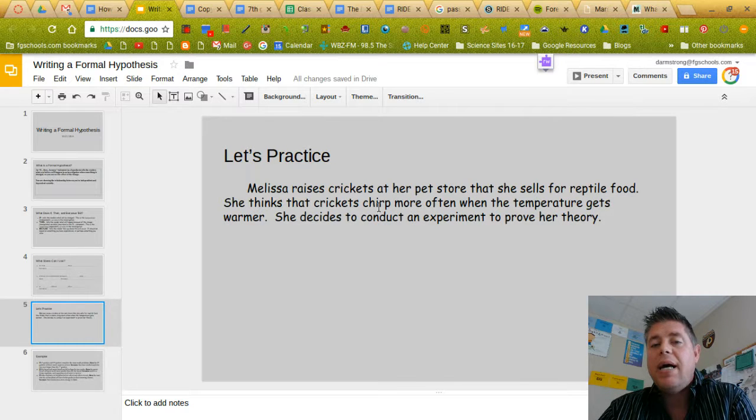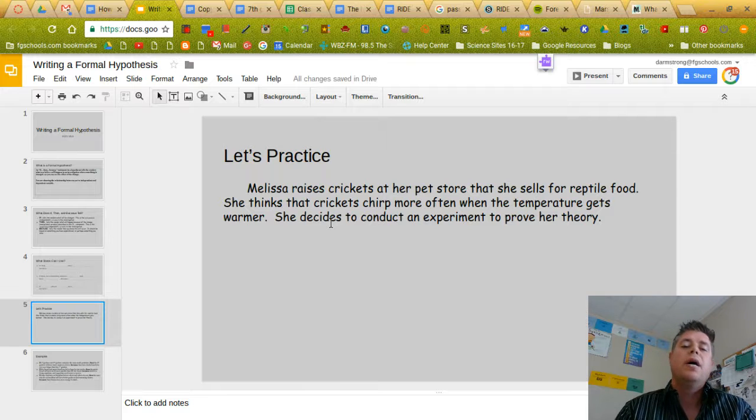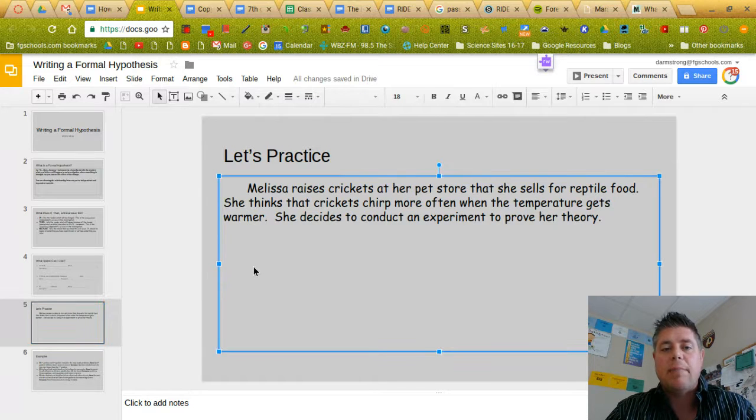Now, Melissa has some background knowledge. She works at a pet store. She might have a little bit of information there to help her out. We may be sitting here saying, I don't know anything about crickets. I mean, I hear them at night, but I really don't know anything about them. This would be the perfect opportunity before you make your hypothesis where you would conduct some research. Sometimes a lot of us tend to skip that step. So let's jump in here.